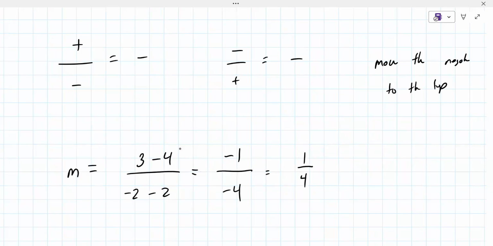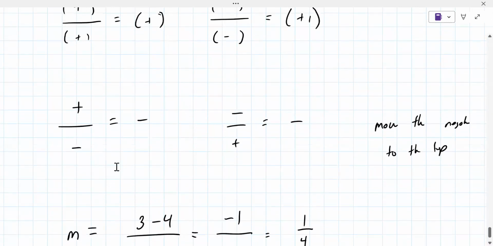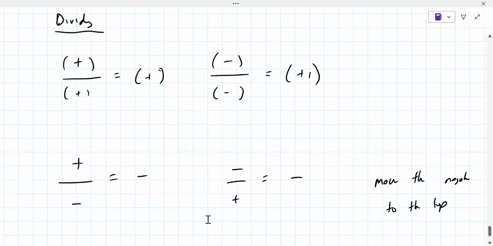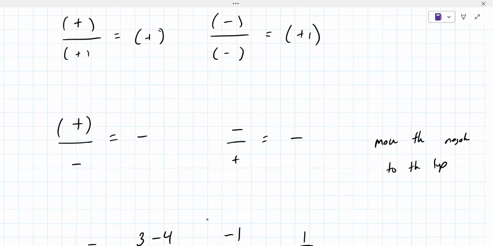So that's what we're looking for. We're looking for you to be able to do the arithmetic with the numbers and know how to apply these sign rules. You have to be able to apply these sign rules to proceed. You just can't do it otherwise.